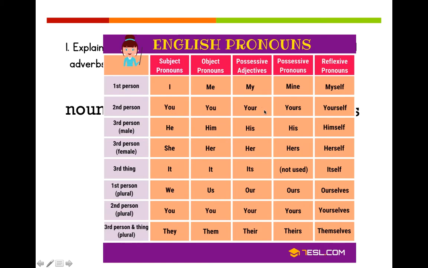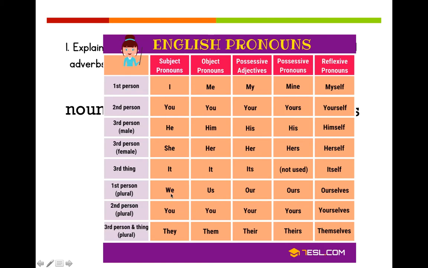You, your, yours, yourself. If you're talking to a male or talking about a male, you can use these pronouns. He, him, his, himself. If you're talking about a female, you can use these pronouns. She, her, hers, herself. If you're talking about something, right? You can use it, its, or itself.